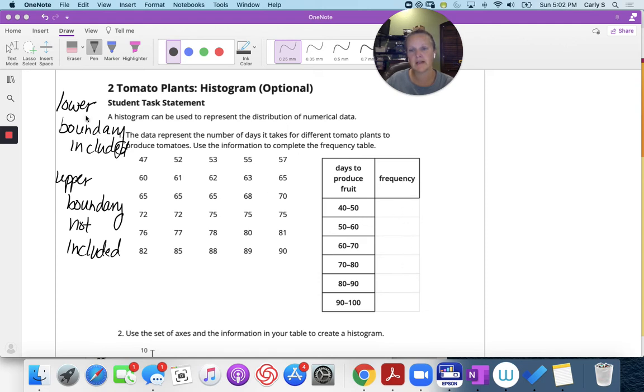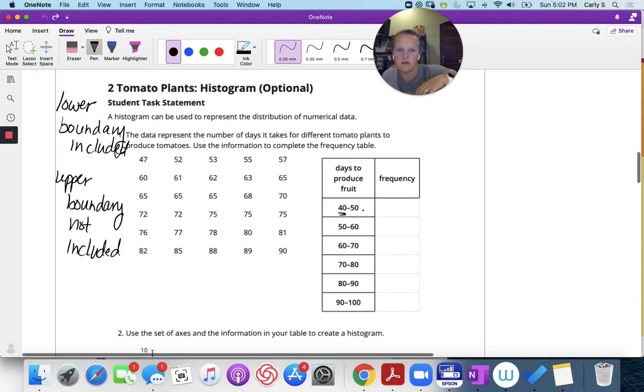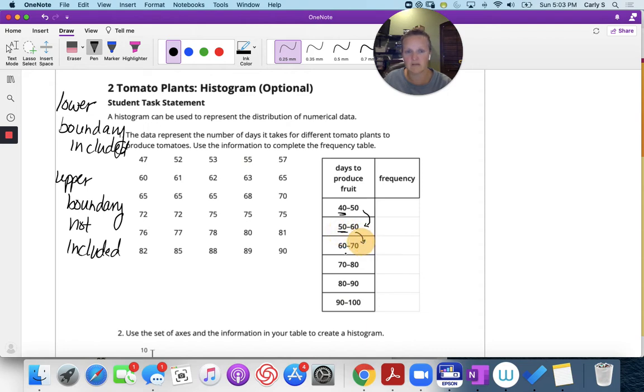Now what I've written here is the lower boundary is included, so 40 to 50. 40 is included. The upper boundary is not. So 50, sorry. The upper boundary is not included. So the lower boundary is included, the upper boundary is not. All right, so as we find our frequency, we know where to put it. So let's find everything between 40 and 50. 1, just 1.